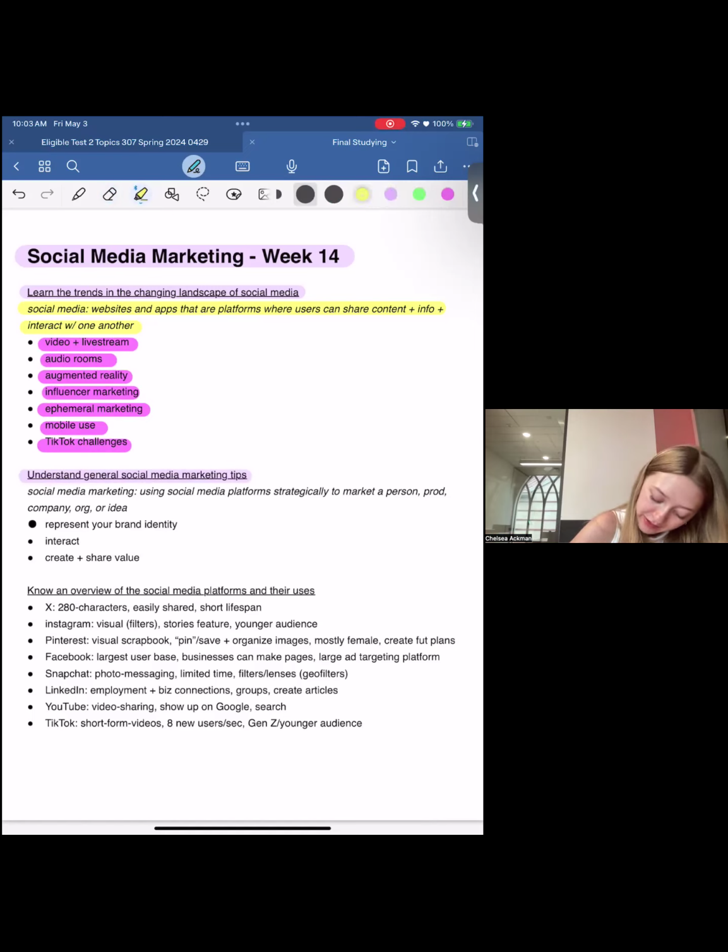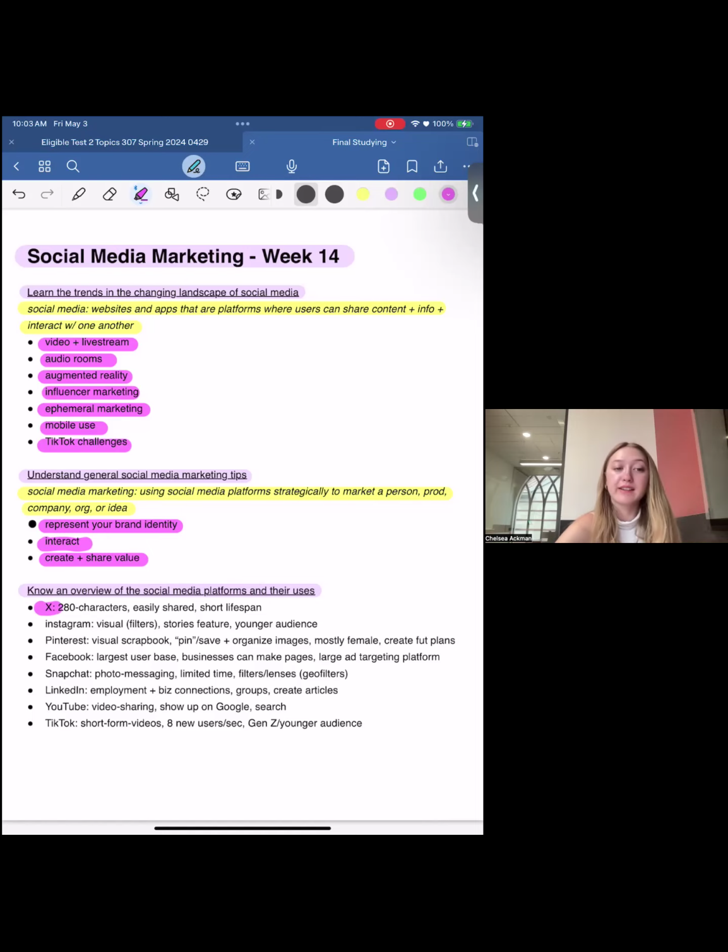And then to define social media marketing, it is using social media platforms strategically to market a person, product, company, organization, or idea. You want to make sure that you represent your brand identity, interact on the site, and create and share value. Know an overview of the social media platforms and their uses.